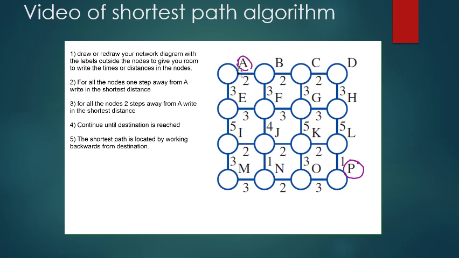So one thing you can do is draw or redraw your network diagram with the labels outside the nodes to give you room to write the times and distances on the inside. And from there, you just follow these steps, okay?